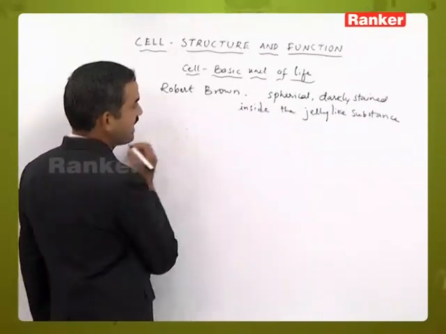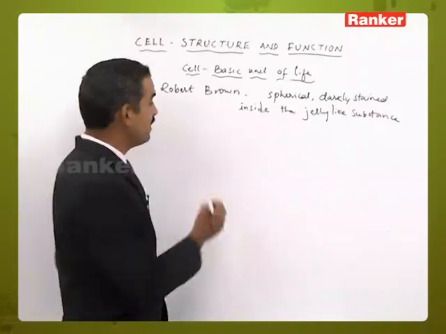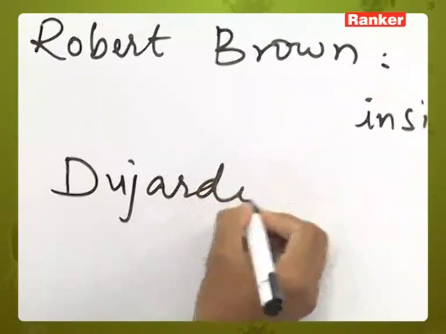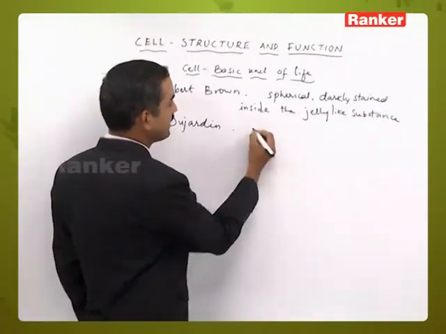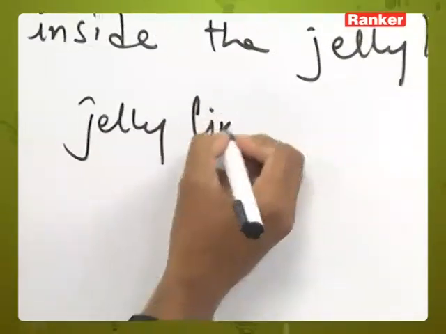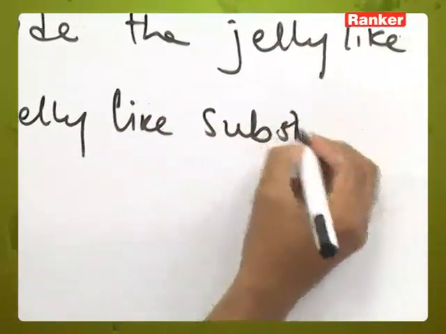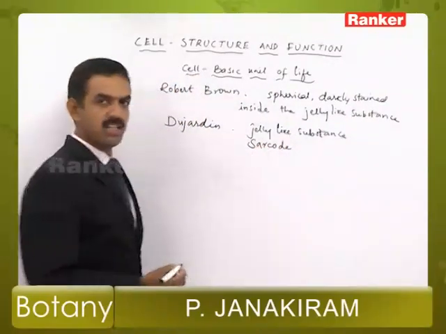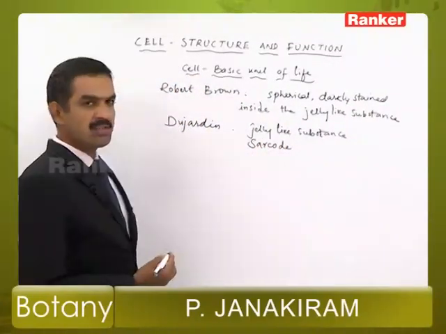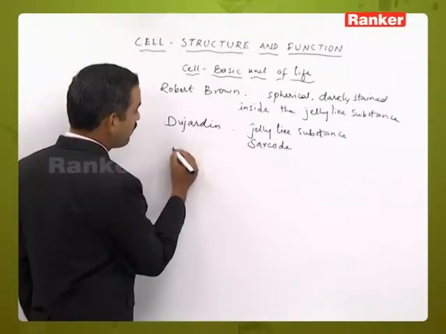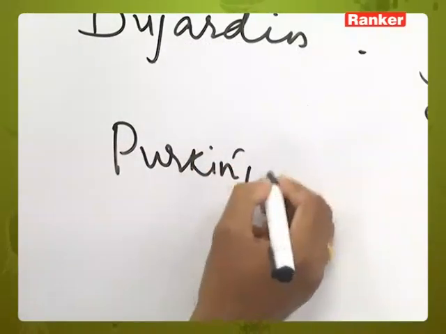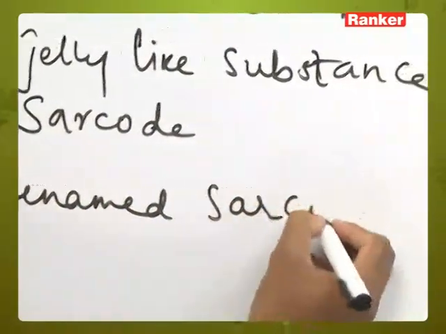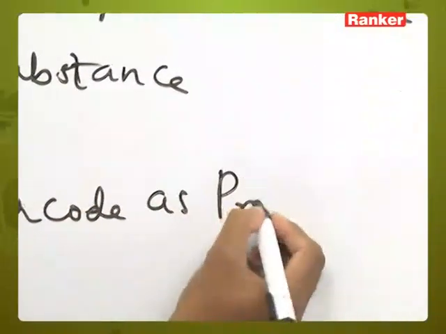Then, the jelly-like substance present inside the cell was discovered by Dujardin. Dujardin is a scientist who said that inside the cell some jelly-like substance is present, and he named this jelly-like substance sarcode. But later the name sarcode was changed to protoplasm by the scientist Purkinje, who renamed sarcode as protoplasm.